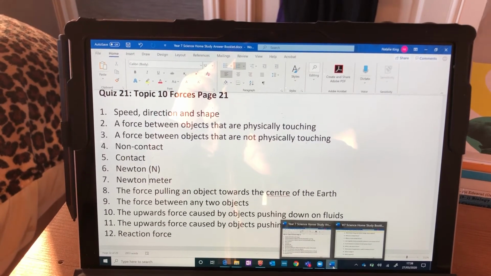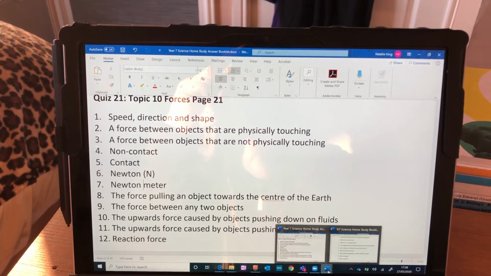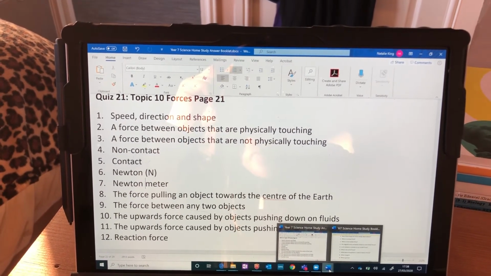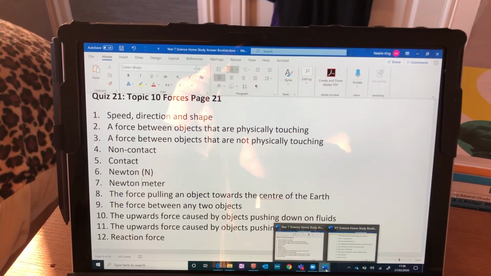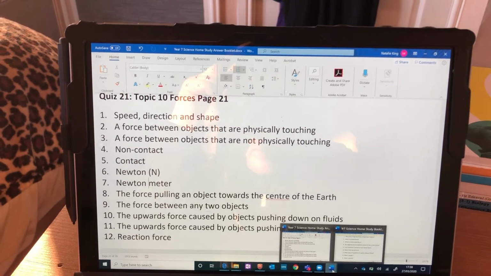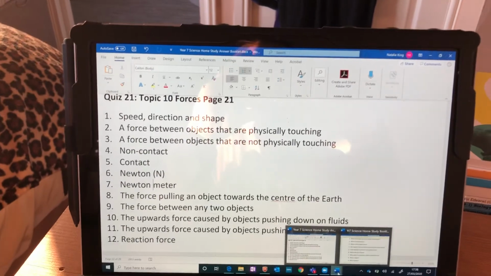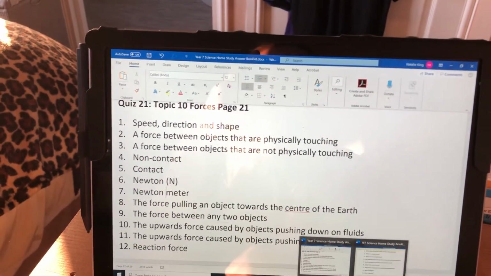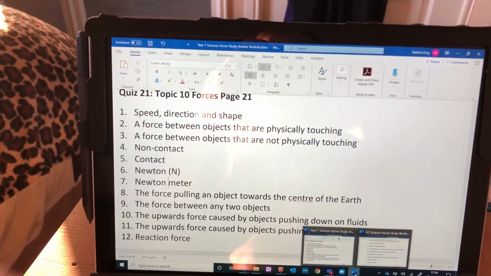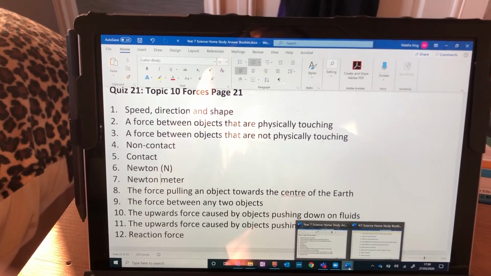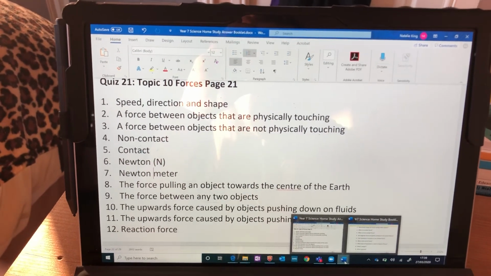Question 8, what is weight? It's the force pulling an object towards the centre of the earth. Okay, so you should have got that from the knowledge organiser. Question 9, what is gravity? Gravity is the force between any 2 objects. Remember, it's between objects that have mass. It's a force of attraction between objects that have mass. The larger the mass, the larger the pull of gravity. So that's why on large planets, the pull of gravity is much greater, and on very small planets it's much less and you'd feel more weightless.